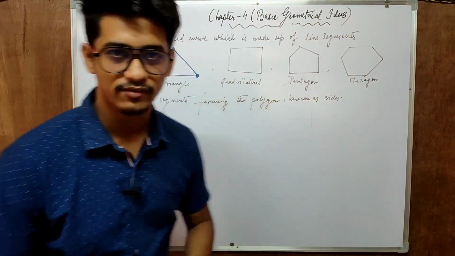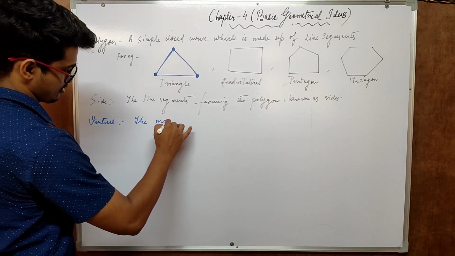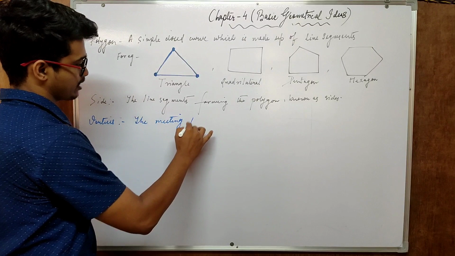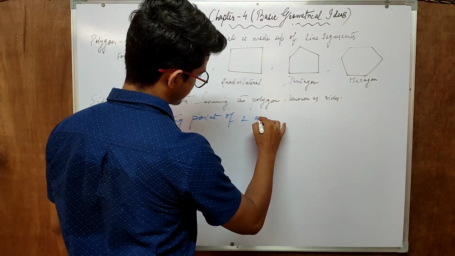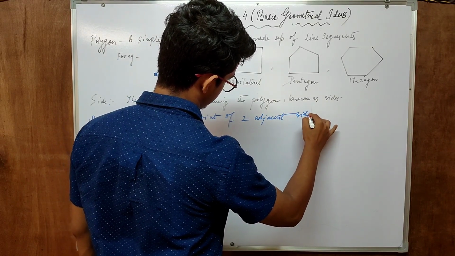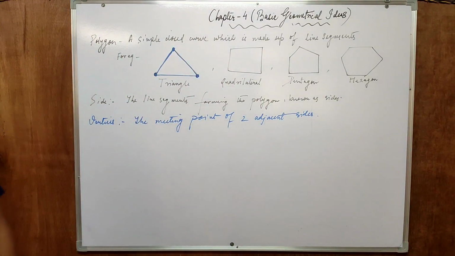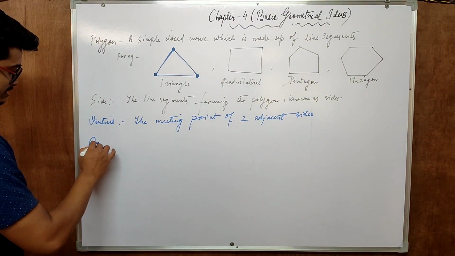Alright, so the definition of vertices is the meeting point of two adjacent sides. Alright, so that is the definition of vertices. One more thing is adjacent side. What do you mean by adjacent side? That is the next topic. Adjacent side.